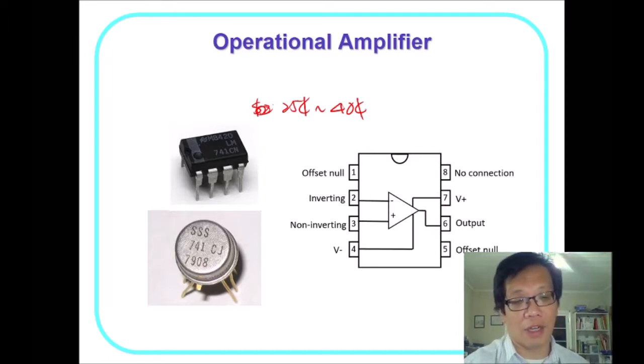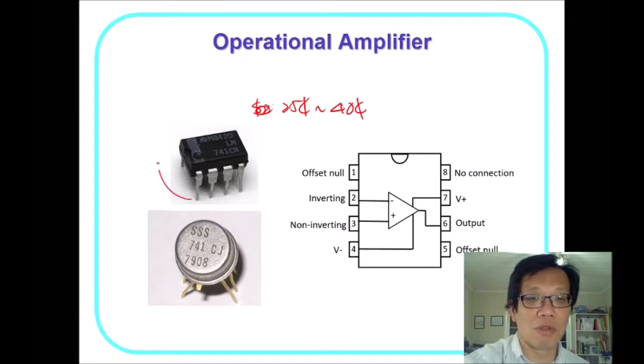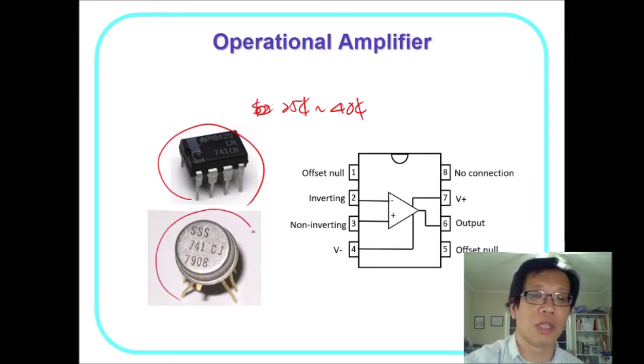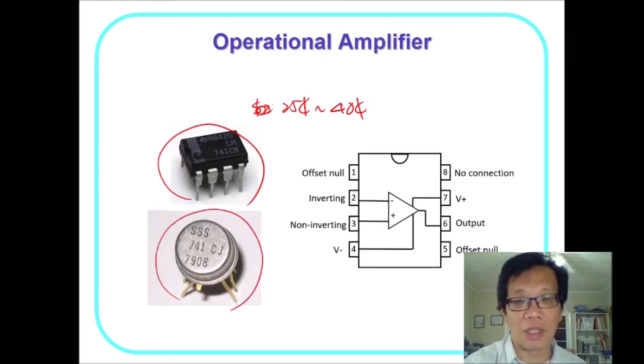And if you just want to do some signal-level processing, you can use this kind of chip. But if you know it's going to heat up a little bit, then I would suggest you use this kind of package to design your amplifier, because this is a metal one. When you use a metal one, it has better heat management, so you're not going to overheat your chip.